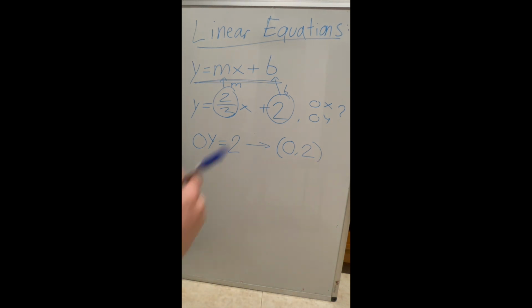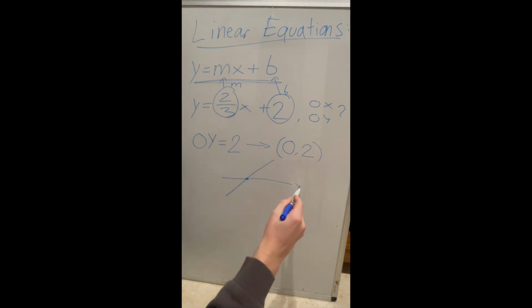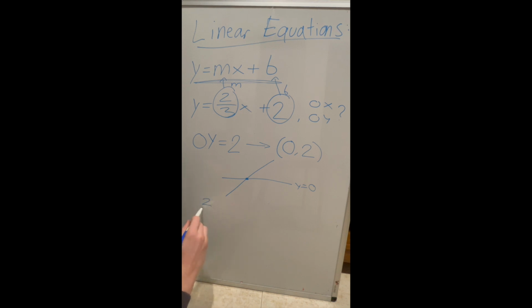Now to find the OX, we have to substitute the Y for a 0, as when the line crosses the x-axis, as we have said before, the Y value is 0. This is Y equals 0. So to do this, 2/3 of x plus 2 is equal to 0. Then we just have to isolate x. 2/3 of x is equal to minus 2.